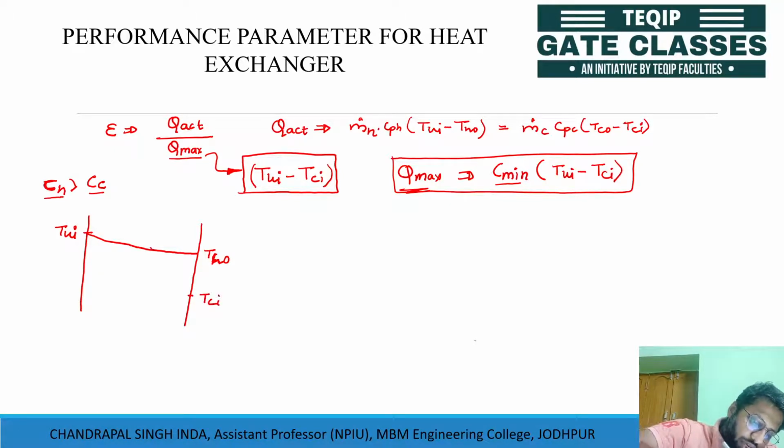Now the cold fluid enters at a temperature T Ci, and as the cold fluid has the minimum heat storage capacity, it will undergo the maximum temperature variation. So ideally the maximum temperature that the cold fluid can achieve is equal to the T hot inlet. So here the value of T cold outlet is equal to the T hot inlet.